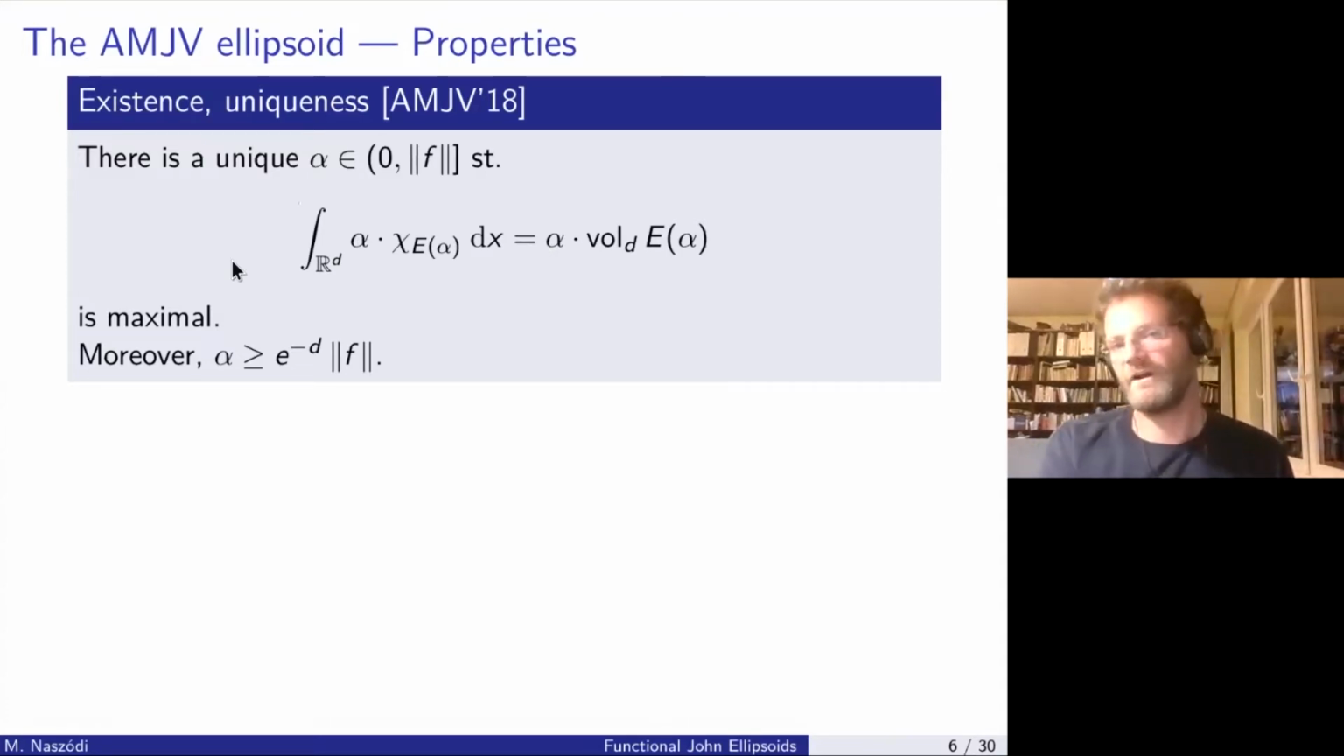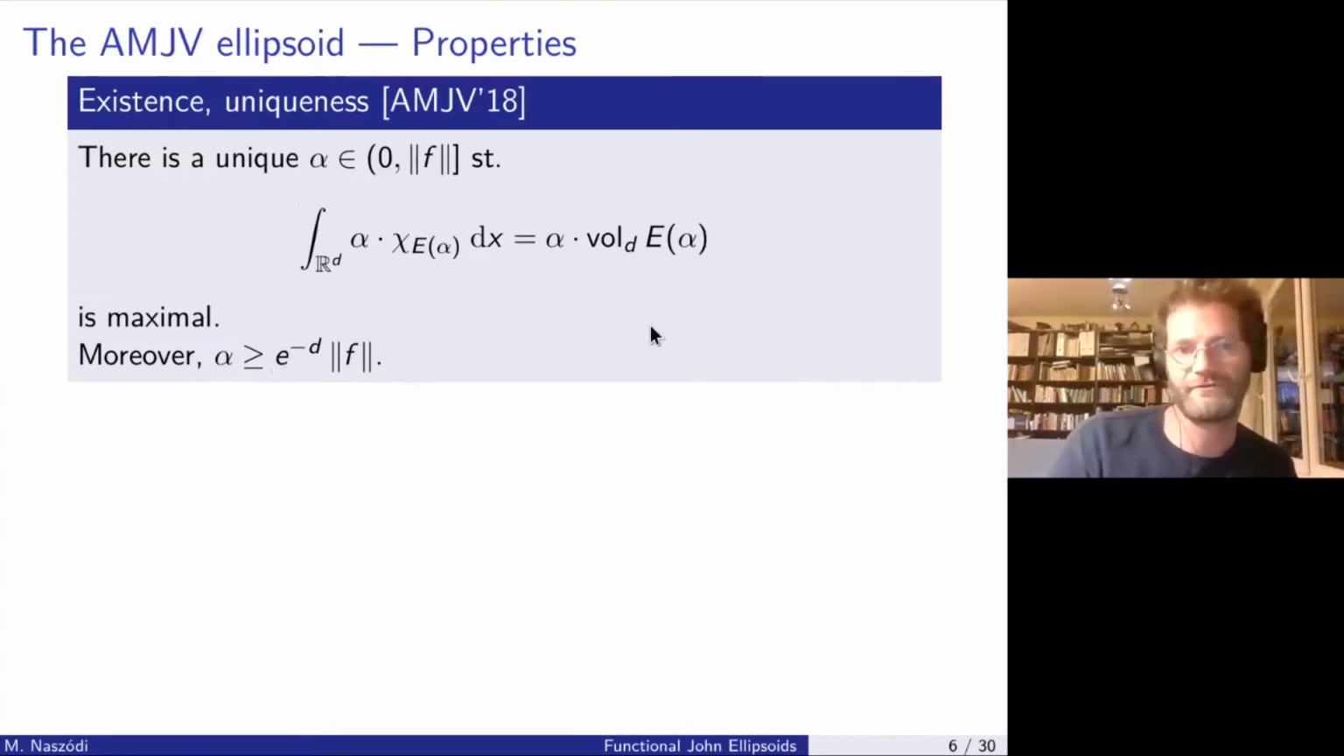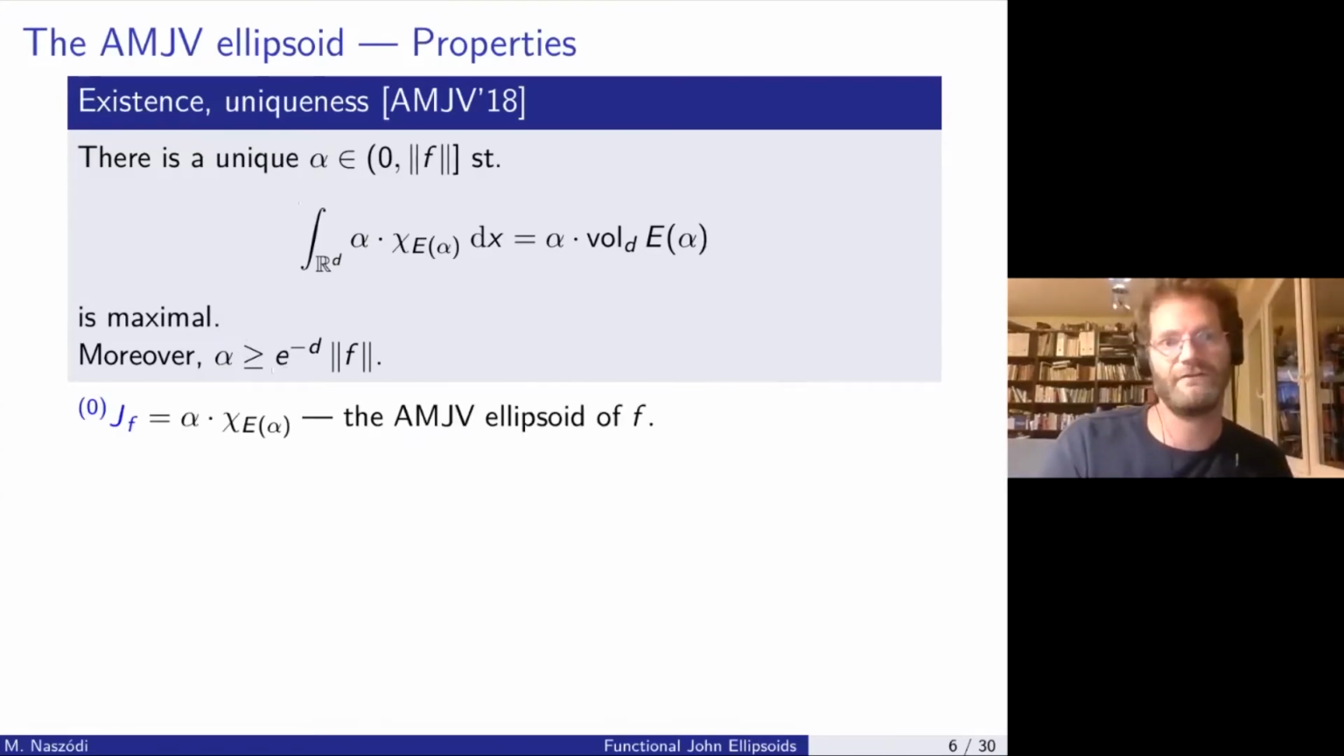And as it turns out, this unique best choice is not very small compared to the maximum norm of f. They also gave this bound. Let me just use this notation for now. It makes little sense, this funny notation. The J stands for John. So it's the John ellipsoid of f, and for whatever reason we have this little 0 here. So this function is there.